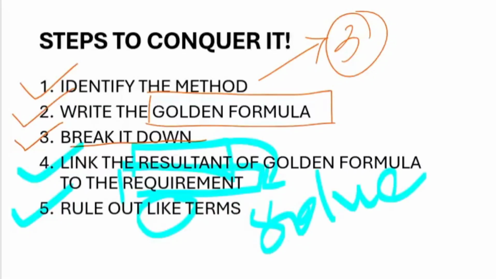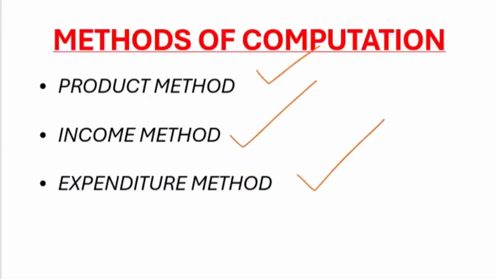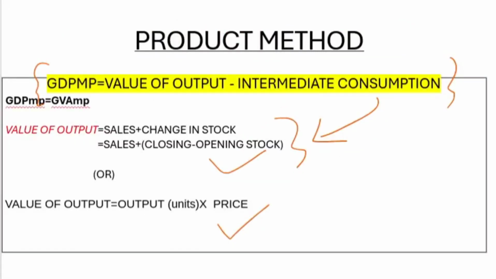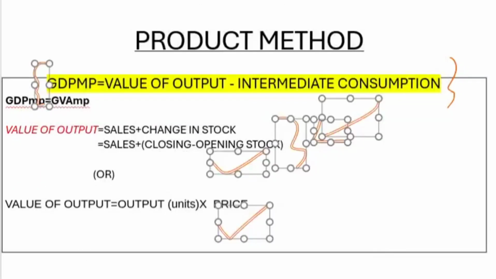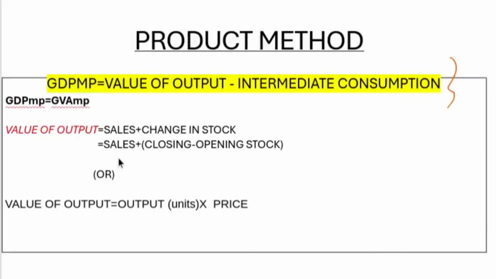The first method, that is the product or production method, which is the easiest of all methods. The formula goes like this: GDP-MP is equal to value of output minus intermediate consumption. So, value of output, of course, will not be directly given. So, value of output is equal to sales plus change in stock.